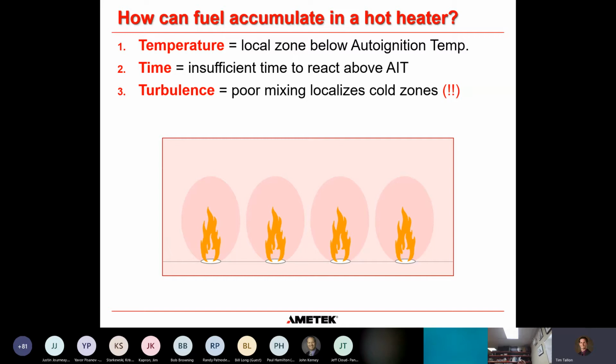And 3, almost most importantly in a fired heater or any type of combustion system, is turbulence. If there's poor mixing that localizes those cold zones, that's really where an accumulation could very much be a concern. And only later on do you have those other methods of detection with high combustibles and low oxygen.